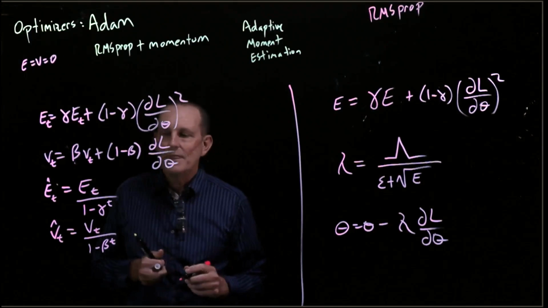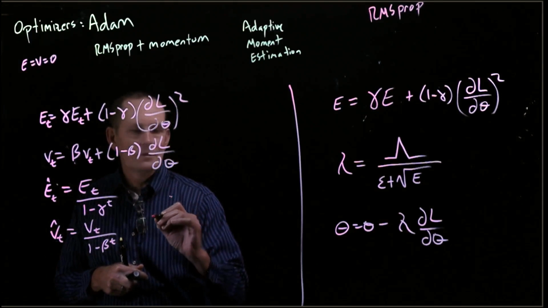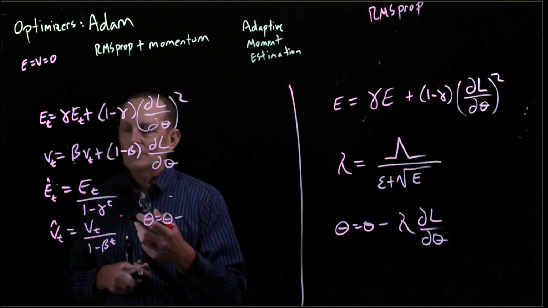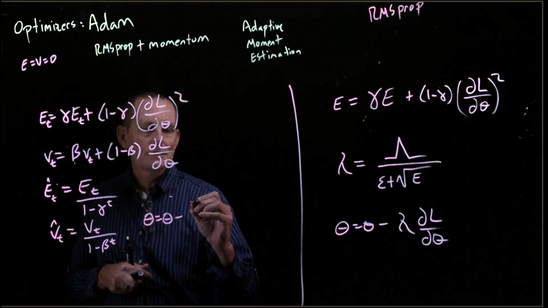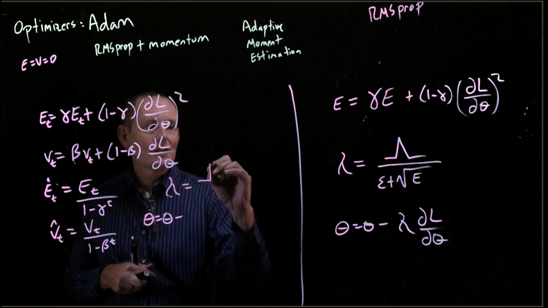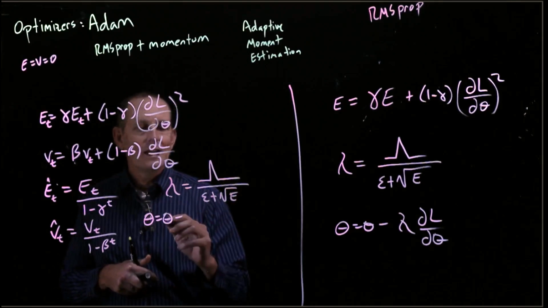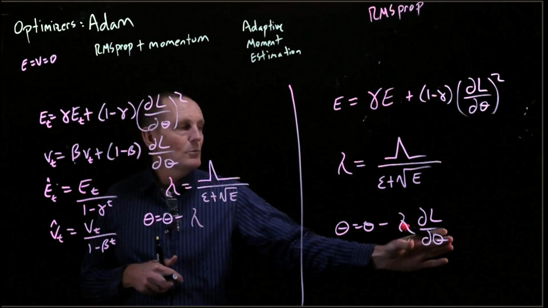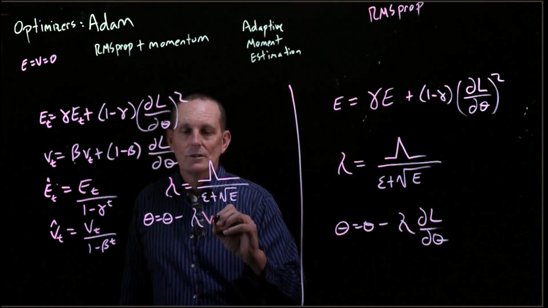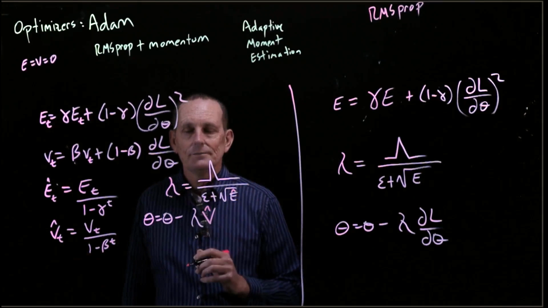And then what we do is go ahead and say, okay, we have theta equals theta minus, well, our learning rate is, let's just go ahead and write our learning rate separately. So our learning rate equals lambda over epsilon plus the square root of e, and then theta equals theta minus lambda times. But now, instead of in RMSprop, where we would use the gradient itself, now we're going to use the v hat. And here, we'll use e hat.